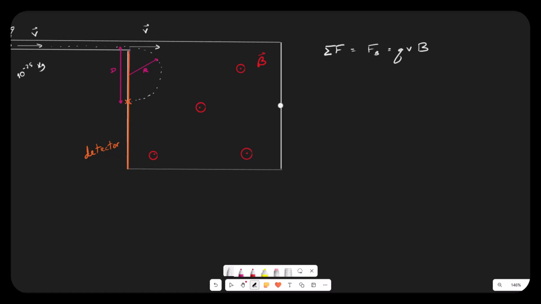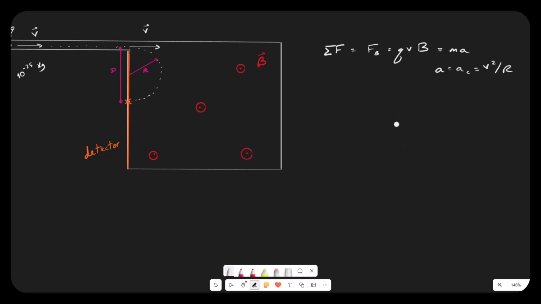QVB. I'm not going to worry about the perpendicular part because I'm going to make sure that if my path of motion is in the plane of the screen, my magnetic field is perpendicular to it. So V and B are already going to be perpendicular. My total force, as I know, is mass times acceleration. My acceleration, because I'm moving in a circle, is going to be centripetal acceleration.